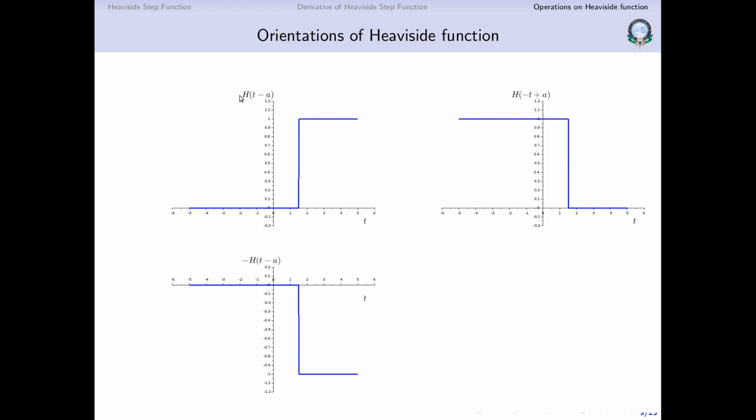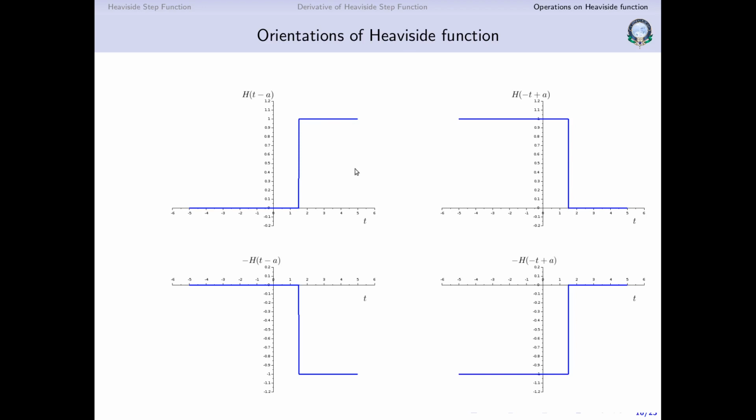So if you put a minus sign in front of the t minus a in h of t minus a, you will get a distribution like this. If you put a minus sign in the argument, then the distribution will change and become like this. Now what will happen if I put a minus outside as well as inside? Then this will be the case. I put a minus sign outside and a minus sign inside.